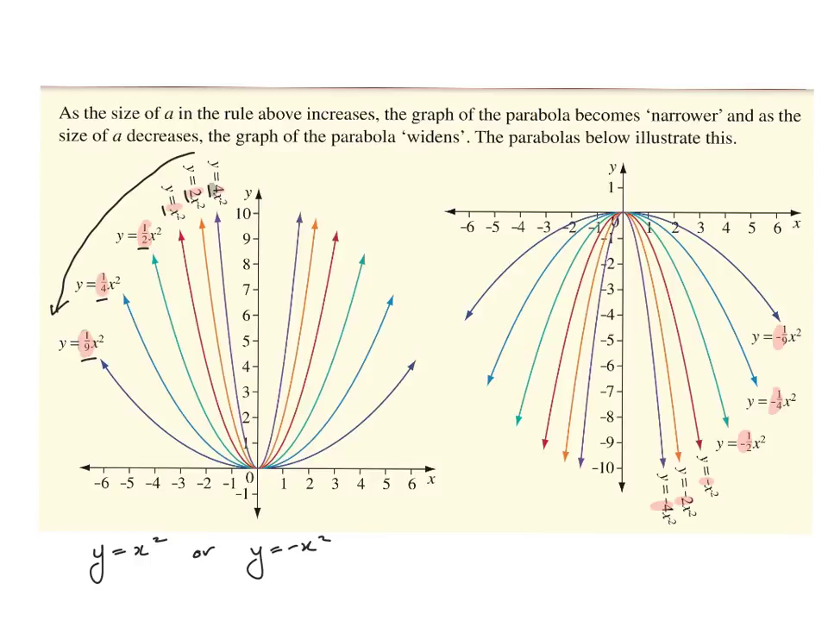What do you notice about the width of the parabola? The width is getting wider. The smaller the value in front of the x, the wider the graph. So as it says here, any value in front of x, we refer to as a. So as the size of a in the rule above increases, the graph of the parabola becomes narrower. And as the size of a decreases, the graph of the parabola widens.